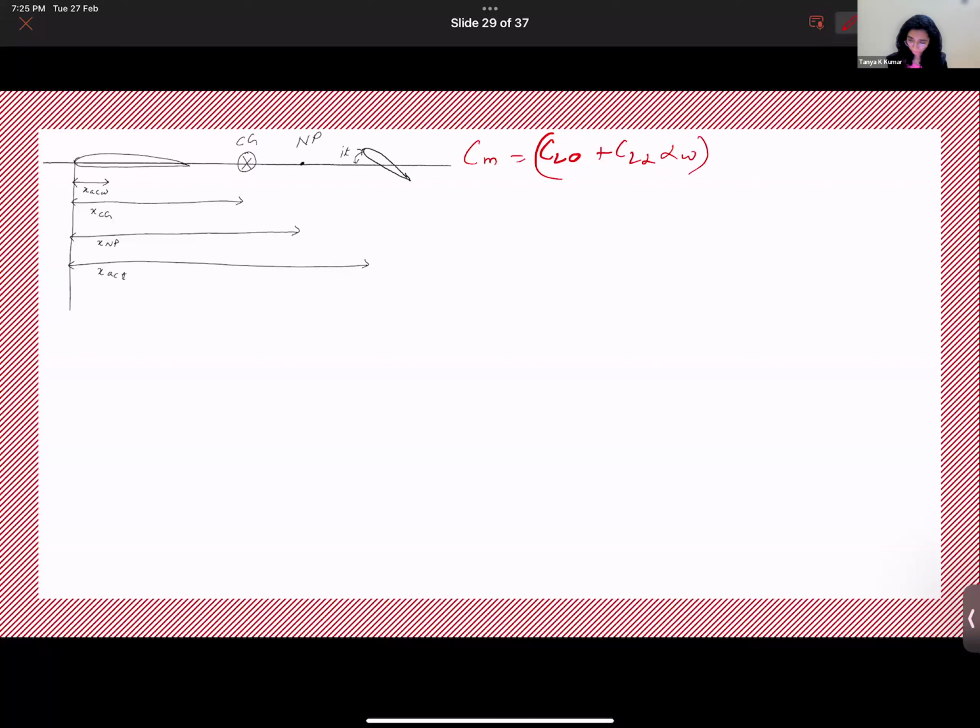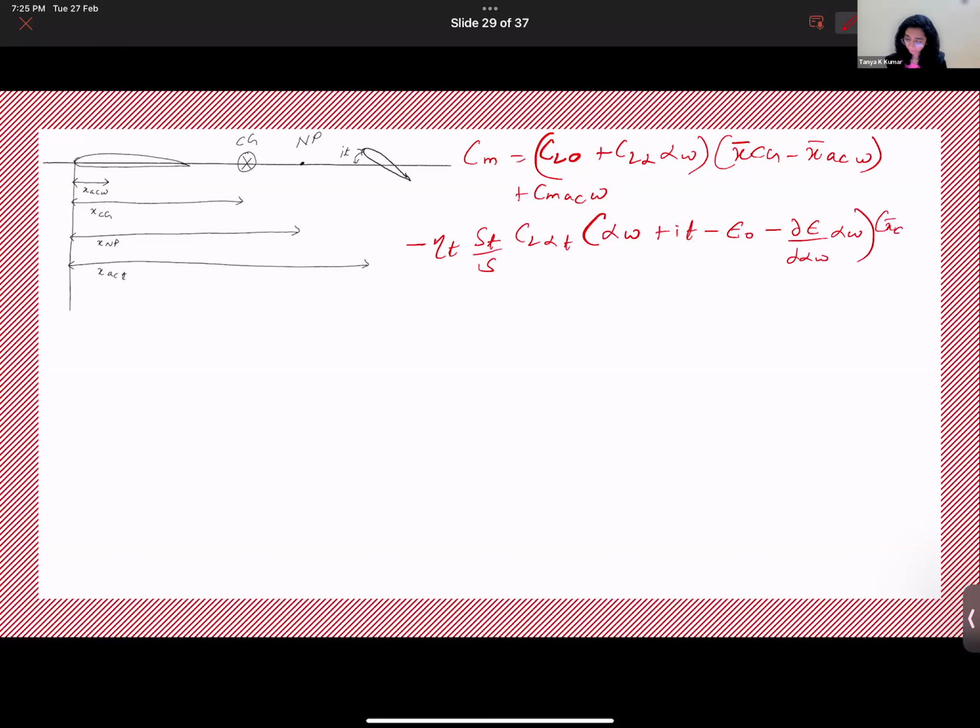alpha wing. This was x bar CG minus x bar AC of the wing plus CMAC wing. And you had minus eta tail S tail upon S CL alpha tail. And here you will have alpha wing plus tail setting angle minus epsilon naught minus dou epsilon by dou alpha wing into alpha wing, the whole thing into x bar AC tail minus x bar CG.